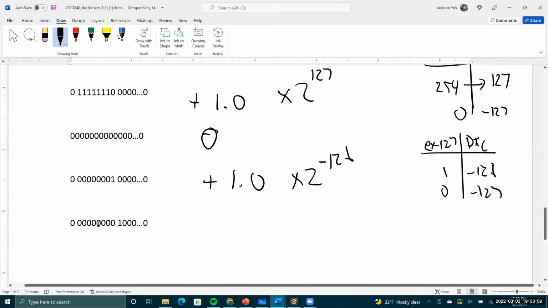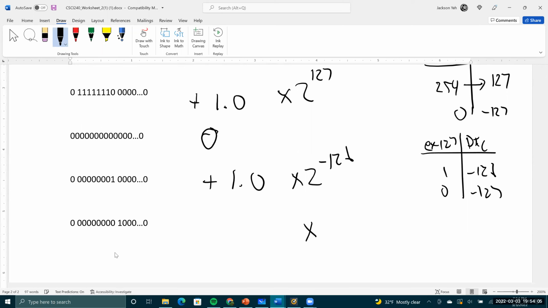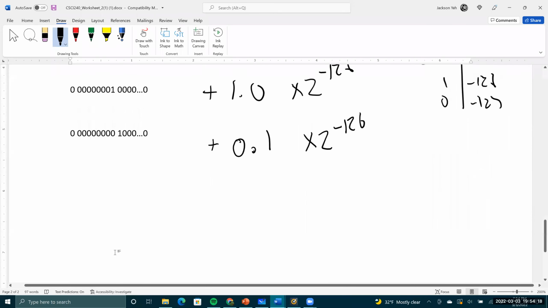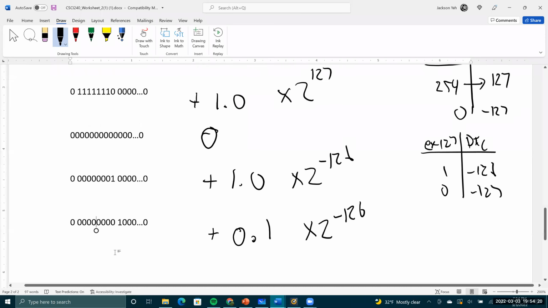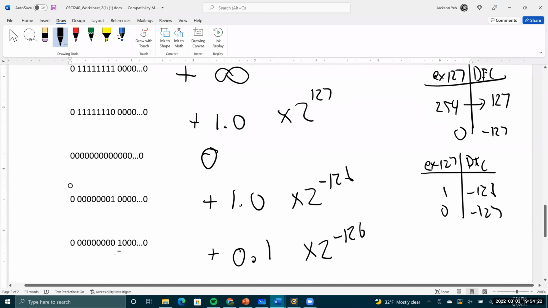This is all zeros. So this is a denormalized number. So denormalized means that it's fixed at 2 to the negative 126. And there's no hidden 1, so 0.1. And that's it. Well, yeah, that's our last problem. All right, guys, any questions?